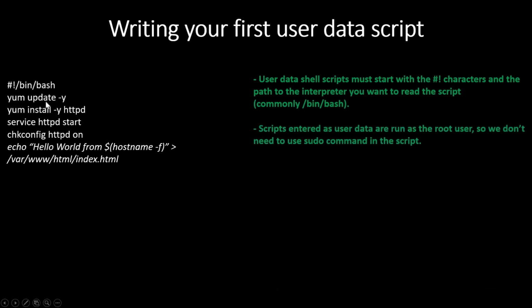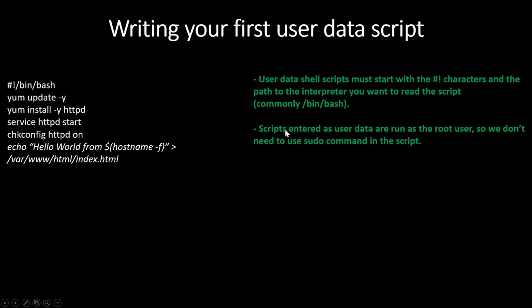And then in this script we are running the command yum update and installing httpd, the Apache httpd server, and here we are starting the server, and chkconfig httpd on. By this command it runs the service when the system boots for the first time. And here we are creating this file www/html/index.html, in which we are writing this string, hello world from hostname. Hostname will be the hostname of our EC2 instance.